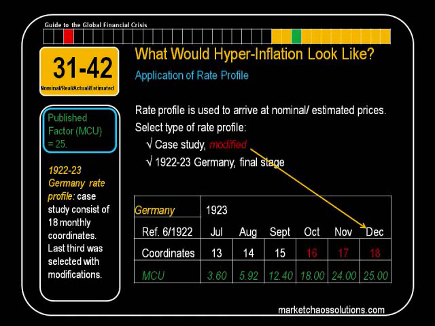25 will be the published factor, the MCU. The 1922-23 Germany was a classic case of hyperinflation. The German rate profile case study consisted of 18 monthly coordinates. The last third was selected with modifications.